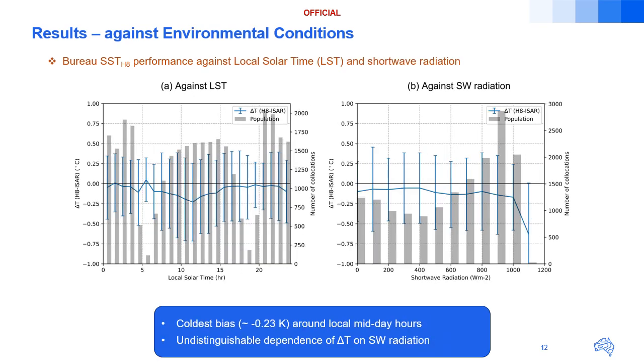Next is the dependence of the delta T on local solar time. In the left plot, the X is local solar time for 24 hours, and the Y is again delta T. And we can see that during the night time, which is before 5 a.m. or after 8 p.m. local time, the delta T is really small. It's very close to 0. And I want to point out here that during the dawn or dusk times, the match-up collocations are much fewer.